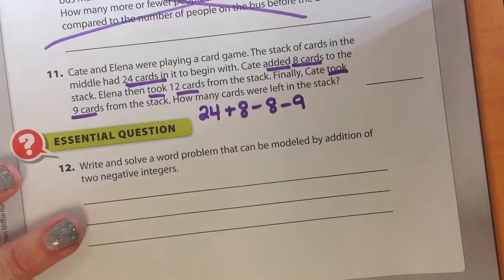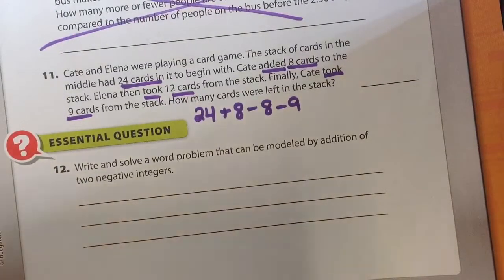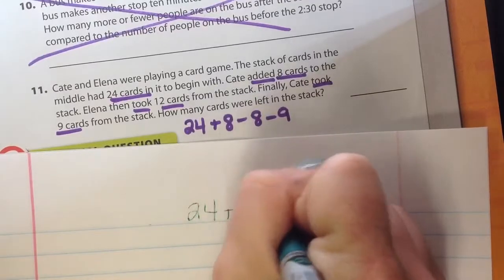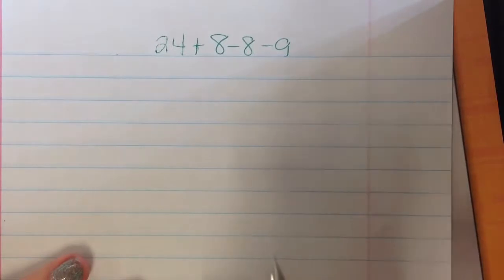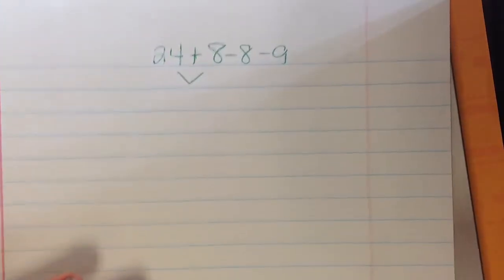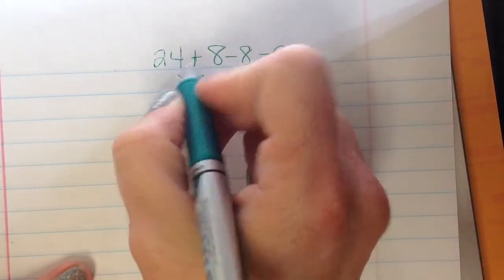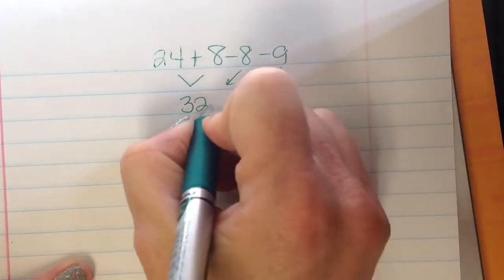So I need to do these step by step. I actually need a sheet of paper for that because I don't want to make a mess on my paper. So I have 24 plus 8 minus 8 minus 9. So I'm going to solve this in order from left to right because we are adding and subtracting. So 24 plus 8, these are two positive numbers being added. So we have 32, and I bring down the rest of my signs.